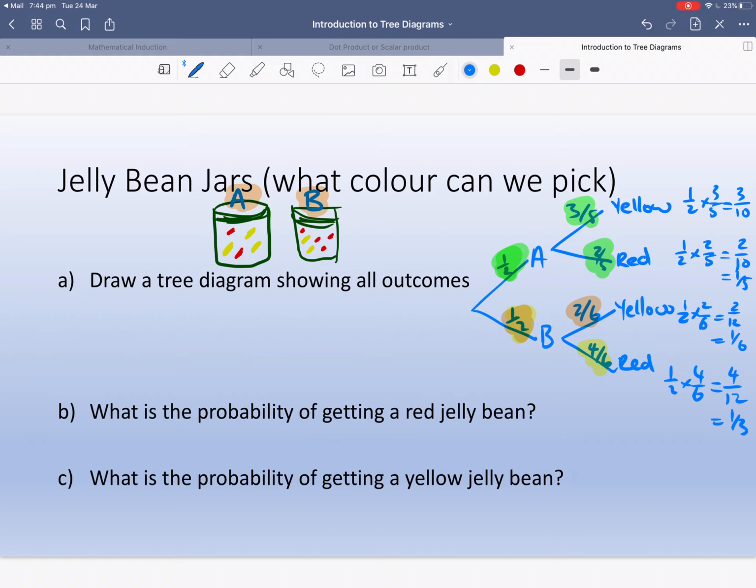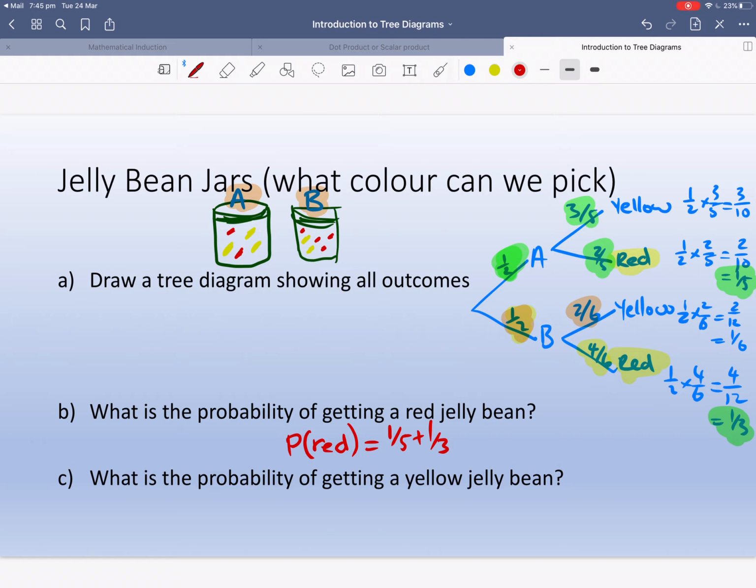Now let's answer these questions. What is the probability of getting a red jelly bean? Well, to get a red jelly bean, we can either get it from this jar or this one, okay? So what we have to do is add their probabilities. So that's 1 over 5 plus 1 over 3. So the probability of getting red is going to be 1 over 5 plus 1 over 3.